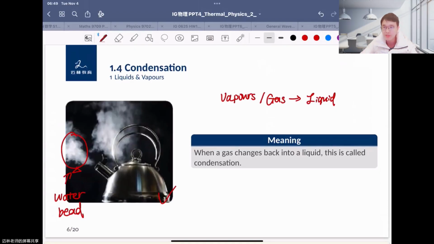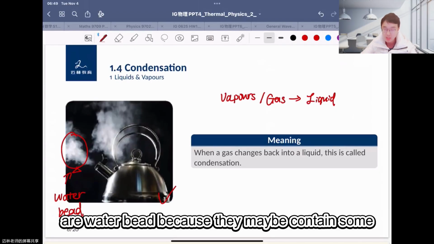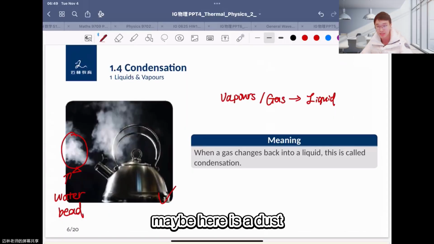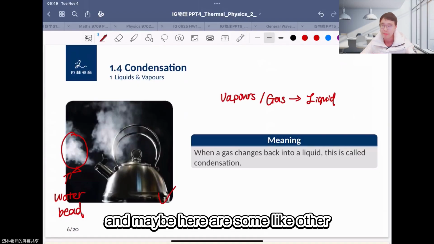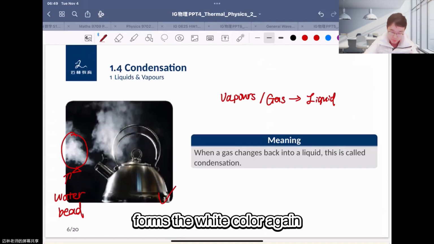For the water vapors, they have no color, but here they are water beads because they maybe contain some dust in the air, and maybe some other substances in the air, so it forms the white color.